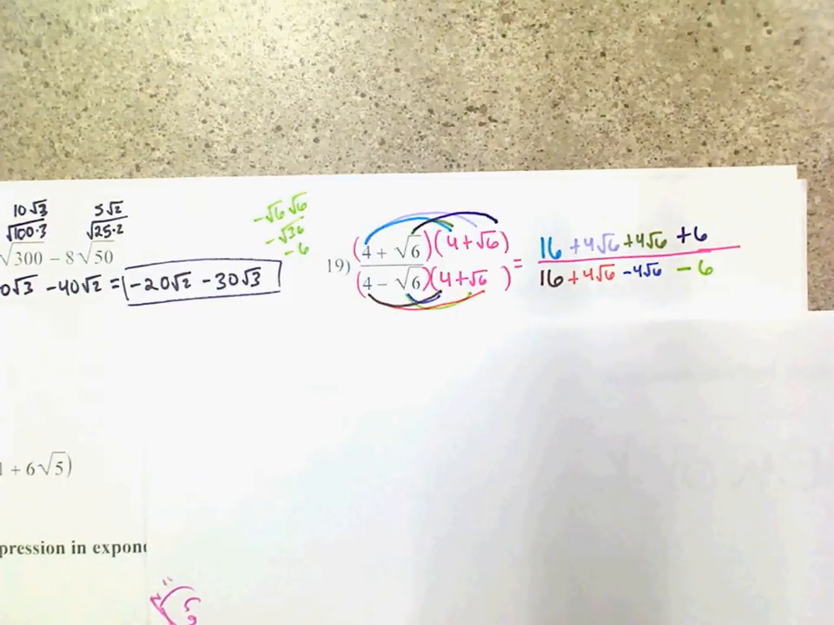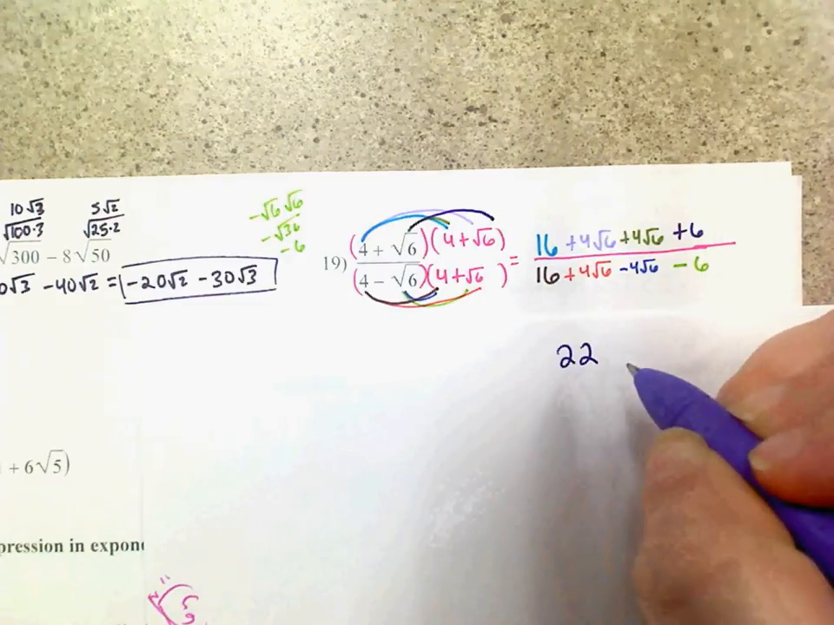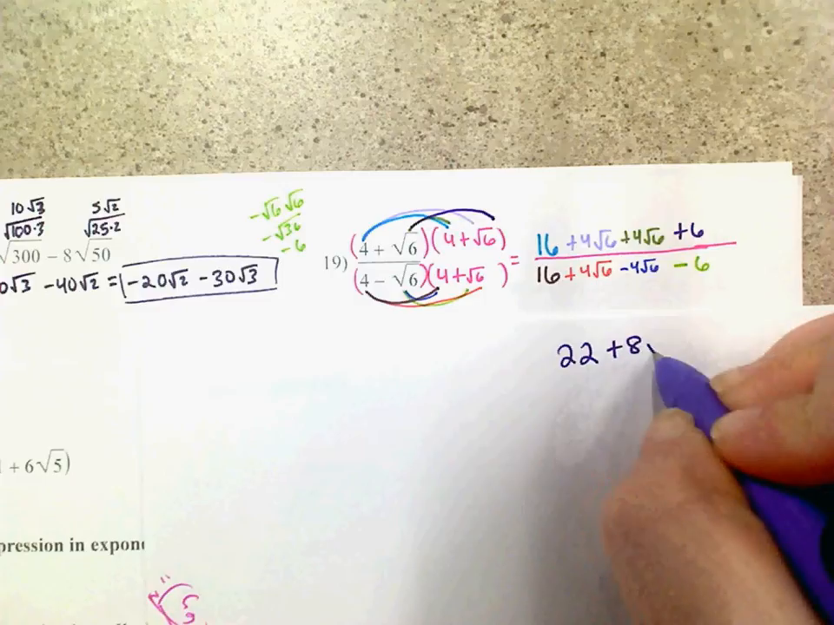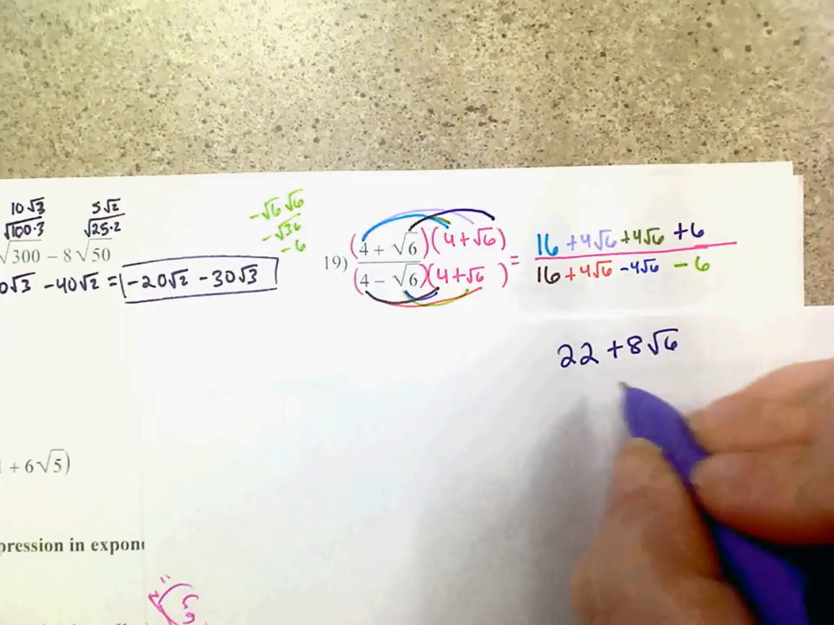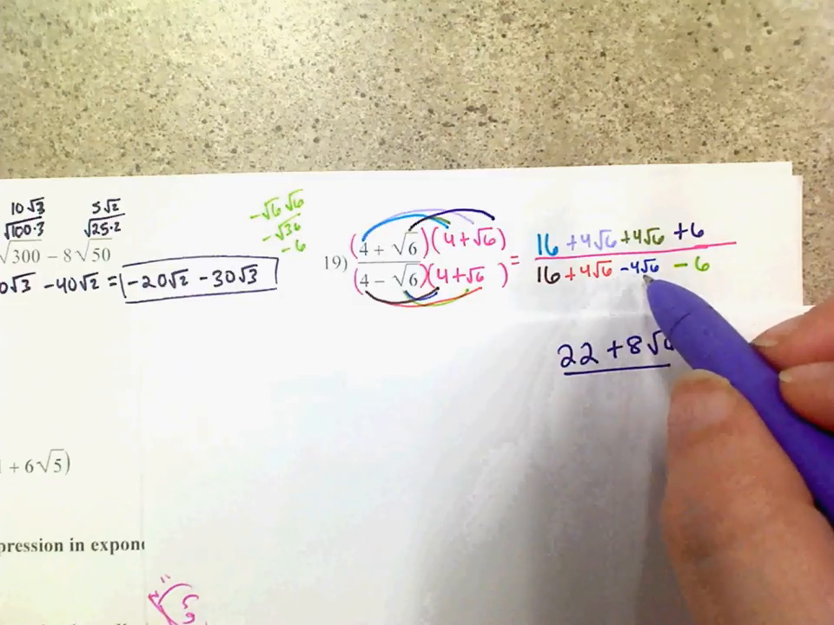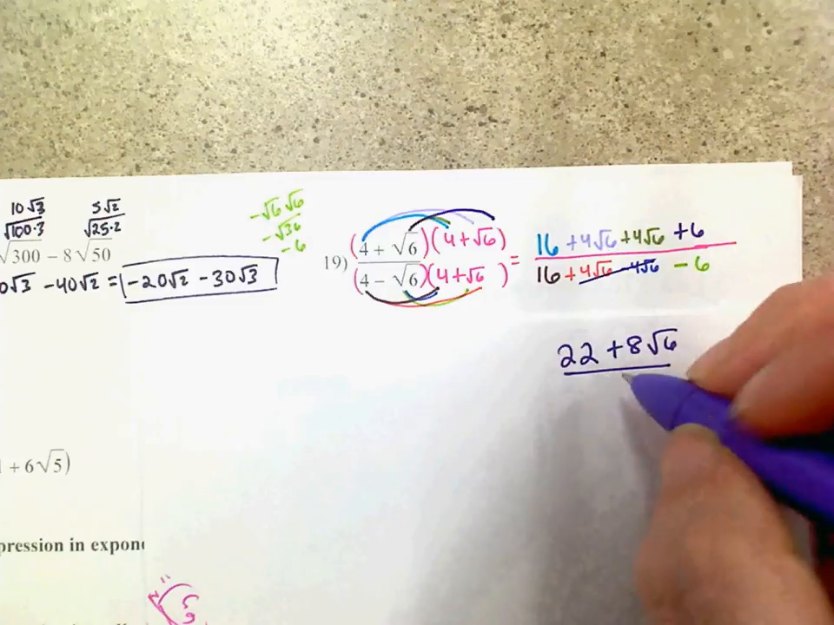So as far as what simplifies in my numerator, I've got 16 plus 6, which is 22. And then I've got 4 square roots of 6 plus 4 square roots of 6. That is 8 square roots of 6. Divided by, now I have 16 plus 4 square roots of 6 minus 4 square roots of 6 minus 6. Those two simplify out. And then I've got 16 minus 6, which is 10.